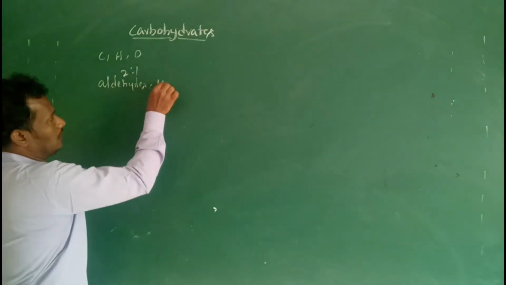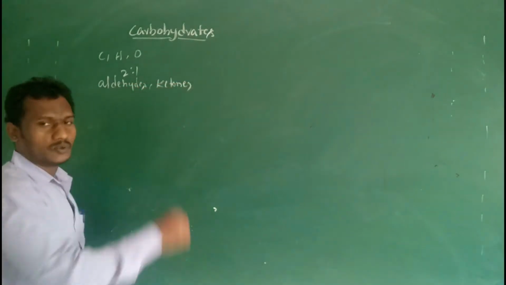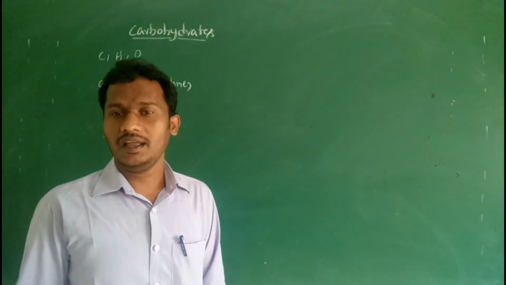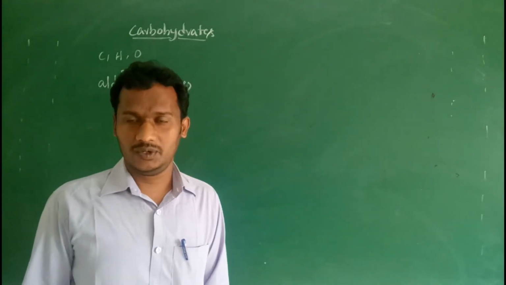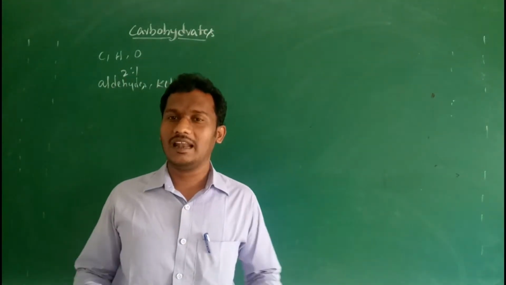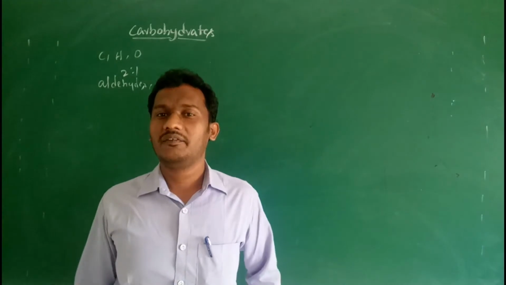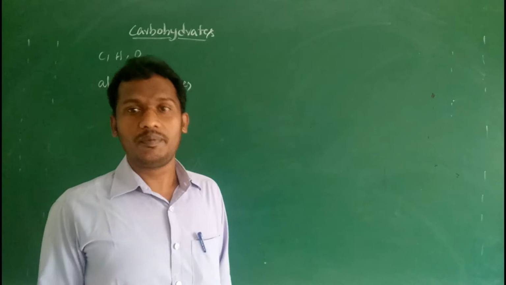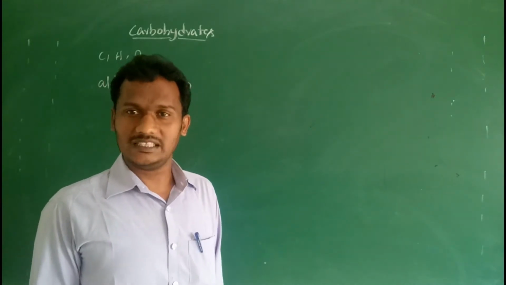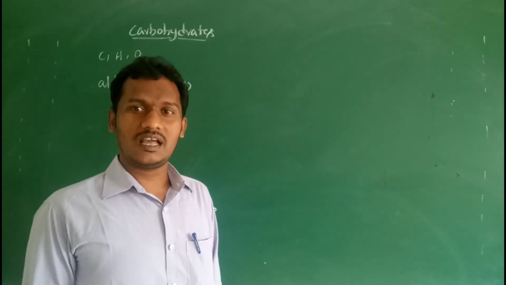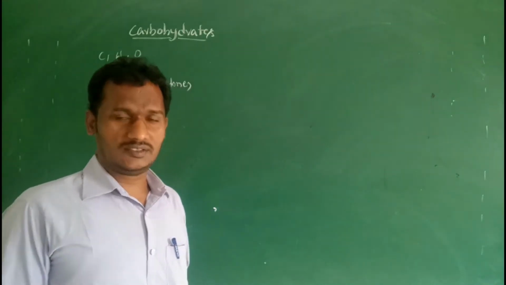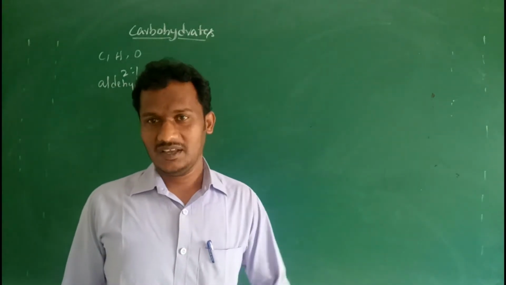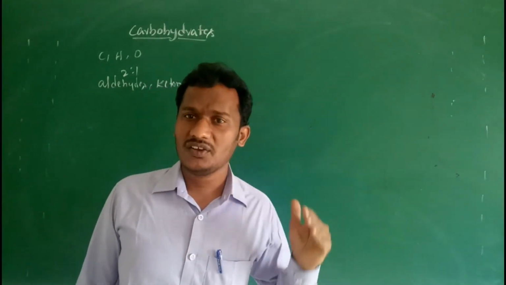Hydrolysis of these carbohydrates will give the polyhydroxy aldehydes and ketones. Carbohydrates are classified based on different aspects. First, based on the reducing property, carbohydrates are classified into reducing sugars and non-reducing sugars. Carbohydrates are also known as saccharides, and a saccharide is nothing but a sugar.